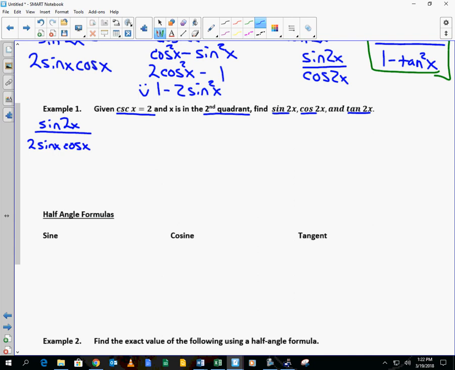And I know cosine of 2x. I have a formula for that. I can use 1 minus 2 sine squared of x. That's the one that I chose to use because, you know, you have three options there, but that's the one I like. It's a free country. And then we have tangent of 2x, which is going to be sine of 2x divided by cosine of 2x.